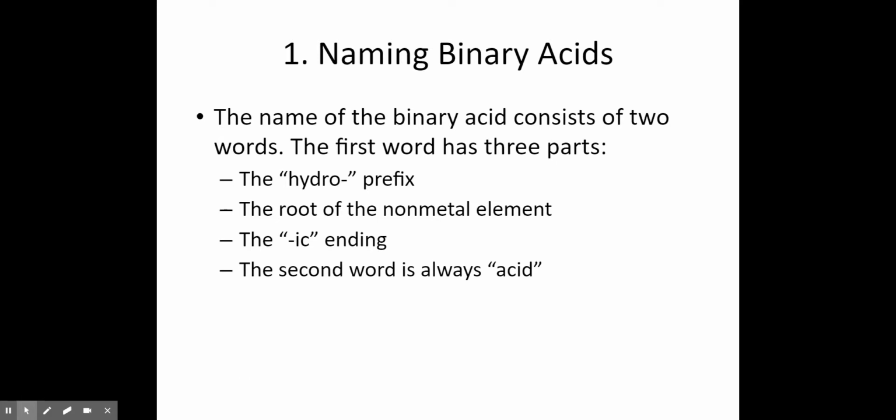Naming binary acids. So first we're going to talk about just binary. The name of the binary acid consists of two words. The first word has three parts: hydro, the root of the nonmetal element, and then it ends in IC. The second word is always acid.